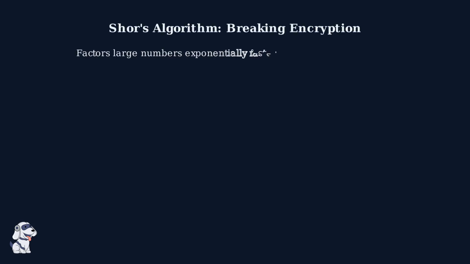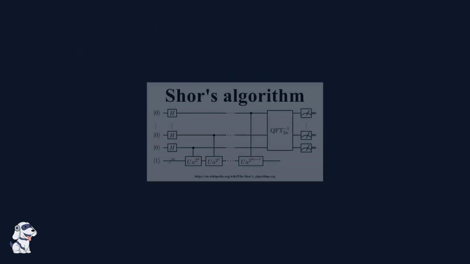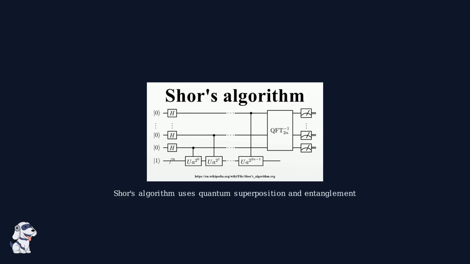Shor's algorithm is a famous quantum algorithm that can factor large numbers exponentially faster than the best-known classical algorithms. This poses a threat to widely used encryption methods like RSA, which rely on the difficulty of factoring large numbers. Shor's algorithm leverages quantum superposition and entanglement to factor numbers. It initializes qubits in superposition states and uses controlled operations to find the period of a mathematical function, which reveals the factors.